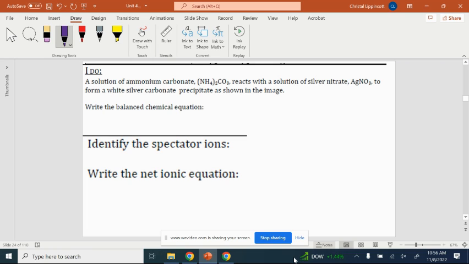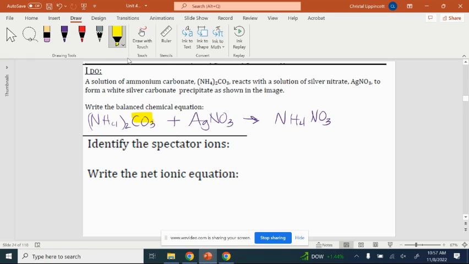Okay, so we're going to write the balanced equation here. So (NH4)2CO3 plus AgNO3 yields NH4NO3. See what we're doing here, Matthew, is we're taking, these are called anions here. They're negatively charged things, and we're swapping partners. These are positive charges, and we're going to swap the partners. So the NO3 is going to go with this guy.